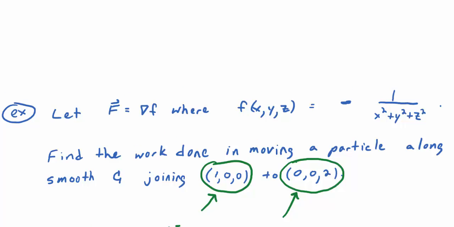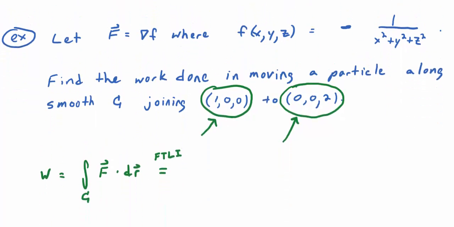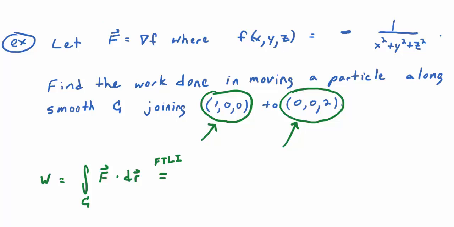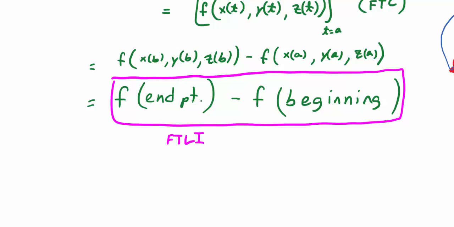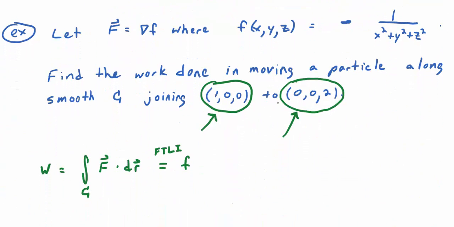Okay. So all we have to do then is, here's our f up here. Let's take f of the endpoint. What's the endpoint? So we take f of the endpoint minus f of the beginning point. So f of 0, 0, 2 minus f of the beginning point, 1, 0, 0. And if you plug in 0, 0, 2 in here, the only thing that doesn't zero out is the 2 squared, right? The opposite of 1 over 0 squared plus 0 squared plus 2 squared. So that's what? Negative 1/4?